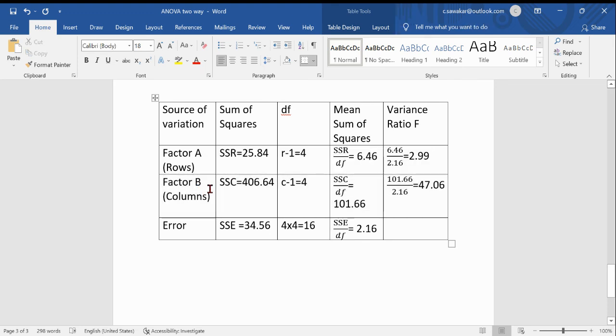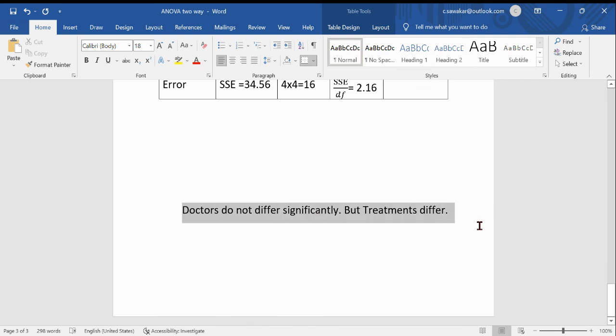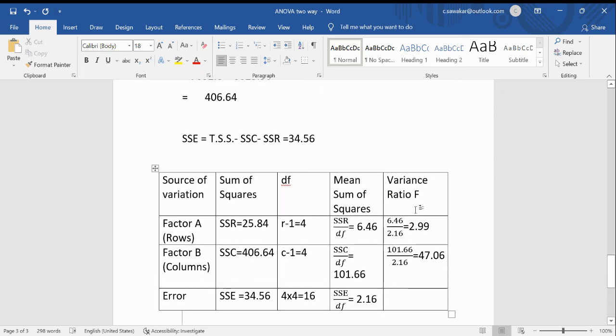Now what is the null hypothesis for factor B? Factor B is about the treatments. So the null hypothesis with respect to treatments was that the treatments are the same, or there is no significant difference between the treatments, but it is rejected. That means there is a significant difference between the treatments. So that is the final conclusion: there is no significant difference between the doctors, but there is a significant difference between the treatments. Doctors do not differ significantly, but yes, the treatments differ. This will be your final conclusion.